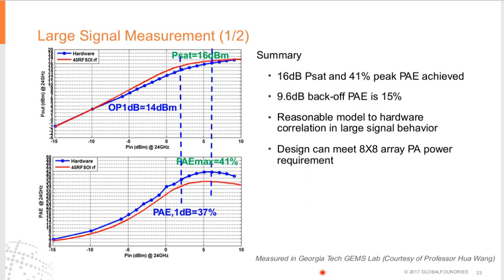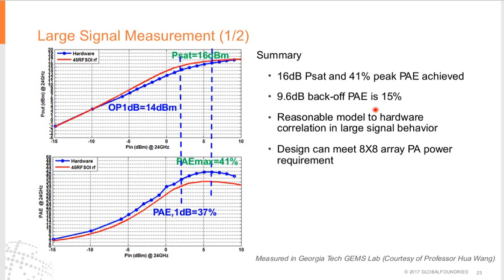This large signal measurement was done by Georgia Tech in Professor Hua's group. And this is the model hardware correlation, Pout versus Pin. The red curve is the model simulated data, and the blue curve is the measurement data. And this plot is the PAE versus Pin. So we can see that the peak PAE is 41%, corresponding to the Psat a little bit larger than 16 dBm. At the 1 dB compression point, the output is 14 dBm, and the PAE at the 1 dB compression point is 37%.